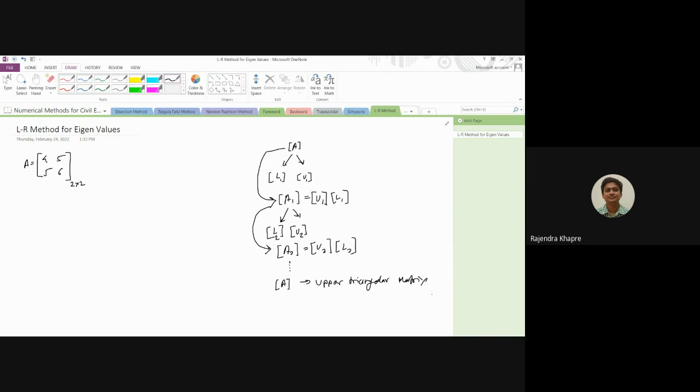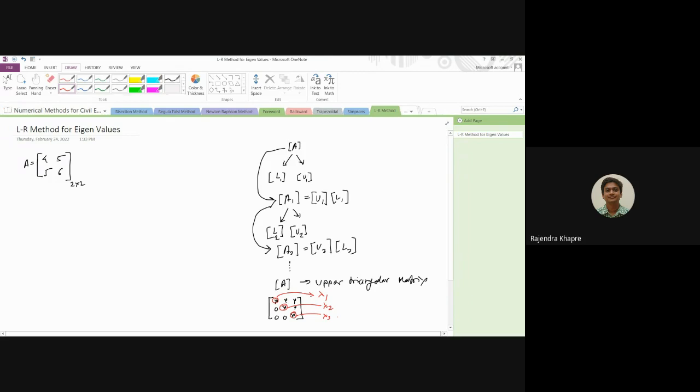Now once this A matrix becomes an upper triangular matrix, let me draw a picture of a 3 by 3 matrix. Since this is an upper triangular matrix, there will be values in the upper part, and in the lower triangle you will have zeros. Now the diagonals in this matrix, this will be a diagonal element, this will be a diagonal element, and this will be a diagonal element. These diagonal elements are nothing but your eigenvalues. Again I'll repeat, the diagonal elements of the upper triangular matrix are nothing but the eigenvalues. So basically this value is lambda 1, this value is lambda 2, and this value is lambda 3.